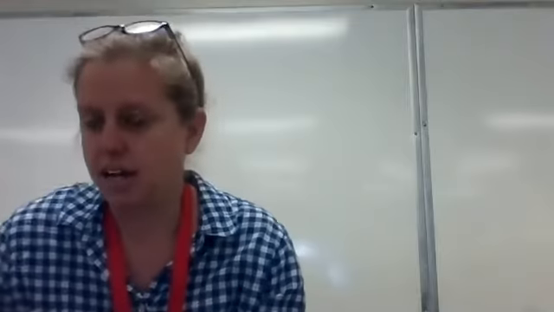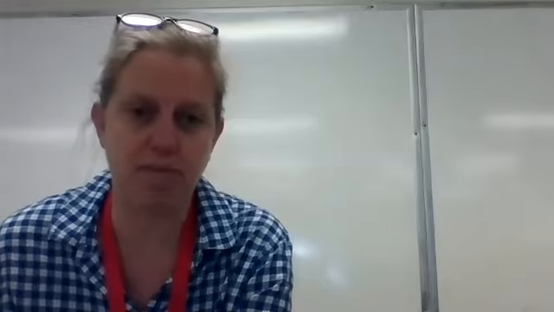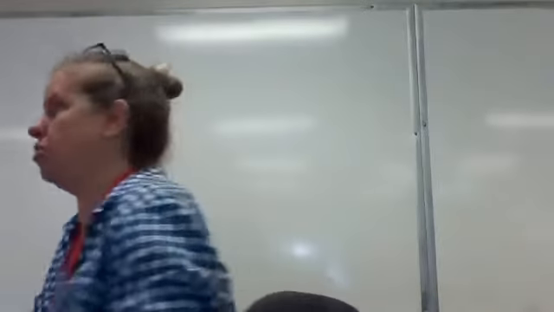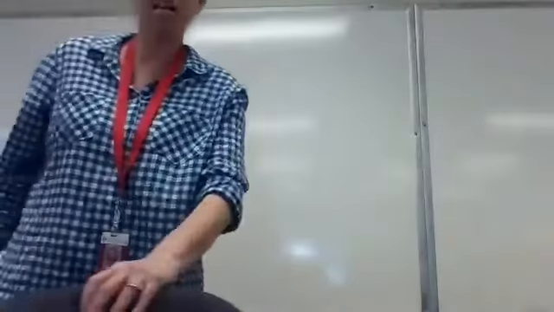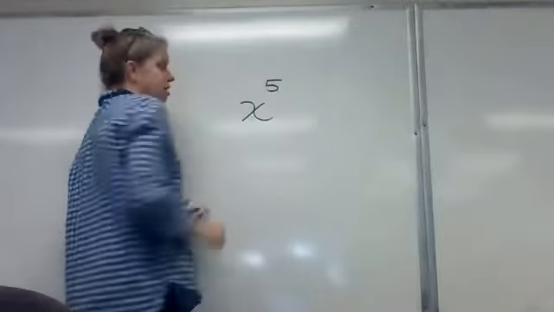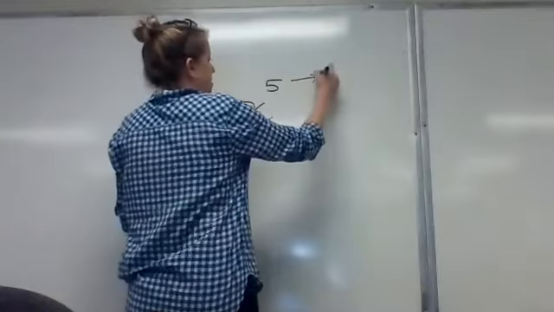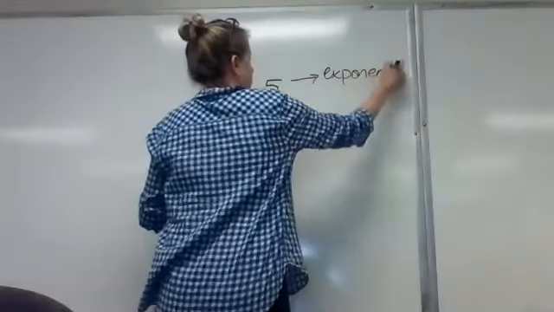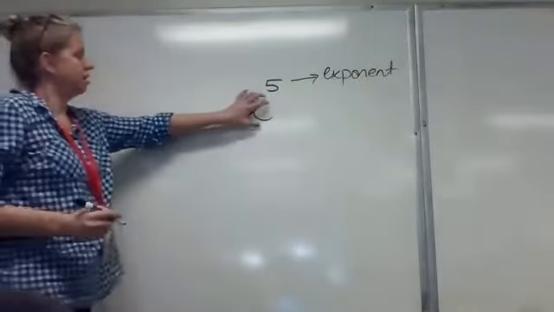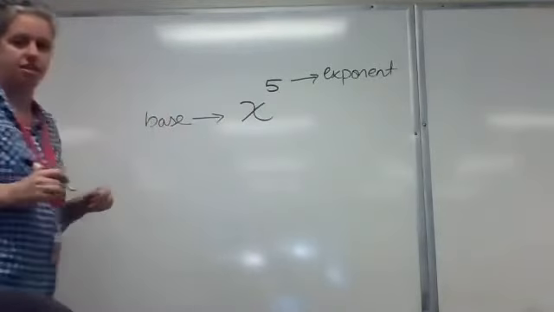So let's go through this. Chapter 5 is on exponents, and some exponent rules. The first thing we're going to talk about is what the base is and what the exponent is. When you have a number or a letter, it doesn't matter, we'll just have x to the 5th power. This little number up top is called your exponent. The main part of the number right here is called your base.